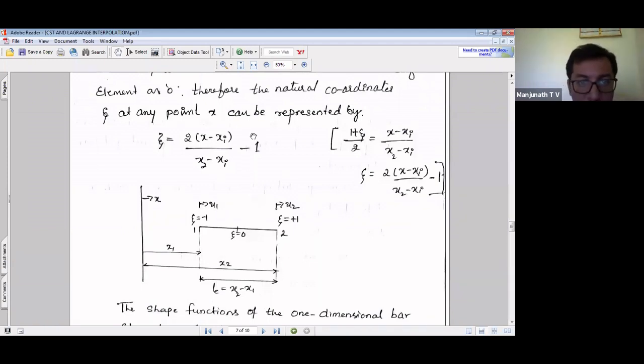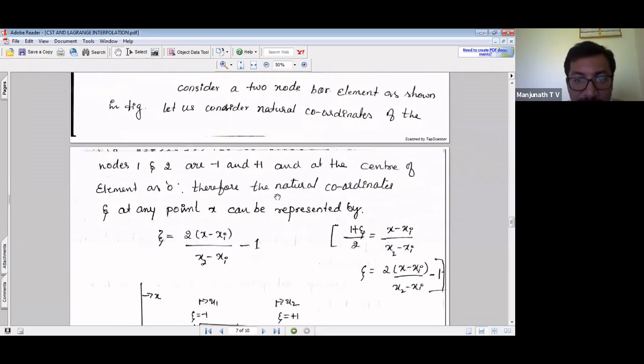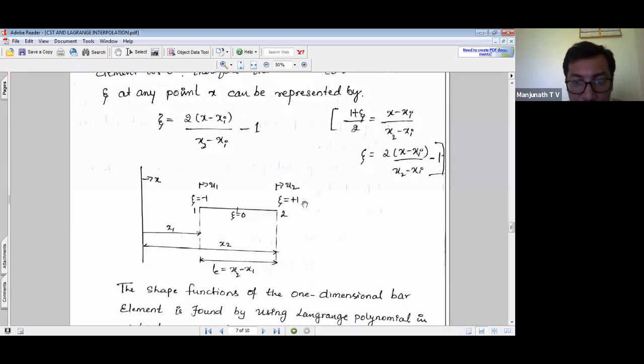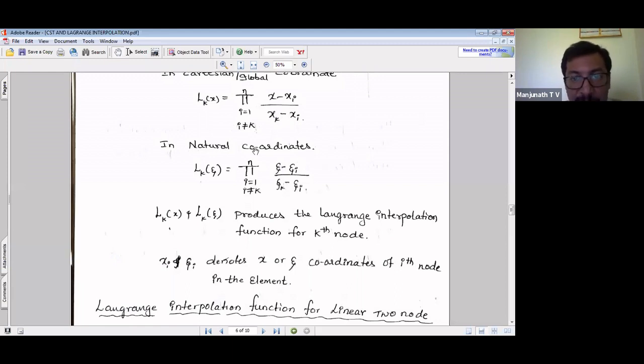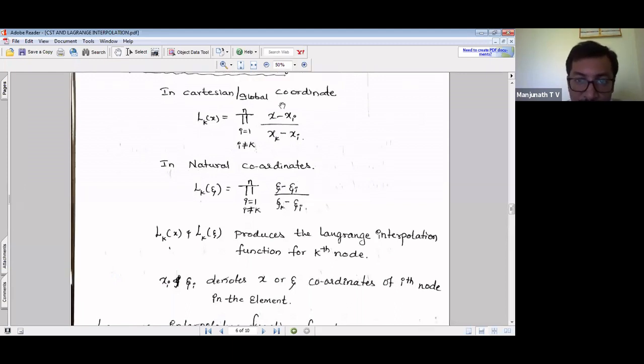Now we need to find the shape functions at node number 1 and node number 2 by using Lagrange's method. This is what we have got in the natural coordinate system, and this from the global coordinate system. Now for the same two noded element, we are going to obtain the shape functions at node number 1 and node number 2 by using Lagrange's formula. We can do it in the global coordinate system and also in the natural coordinate system, but only the natural coordinate system we are going to discuss now.